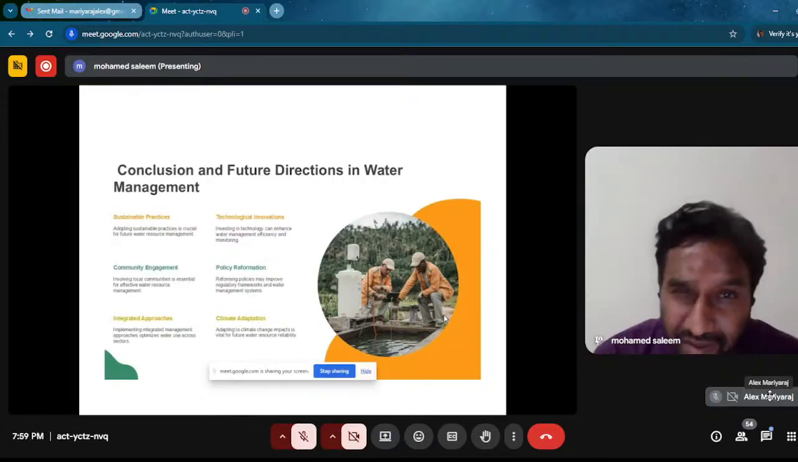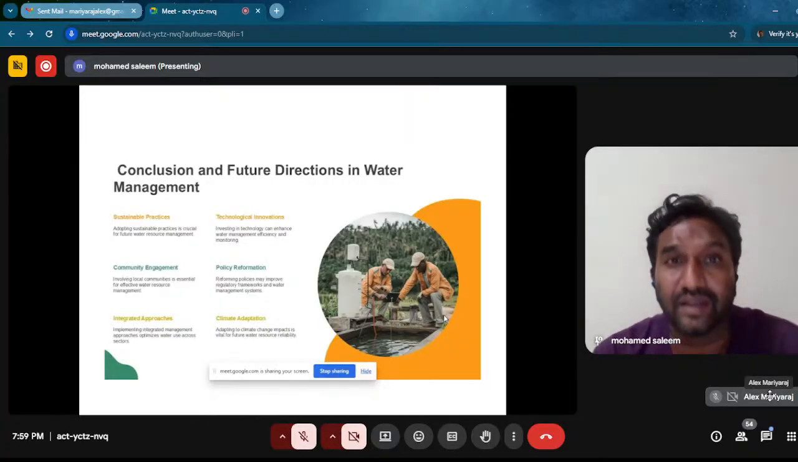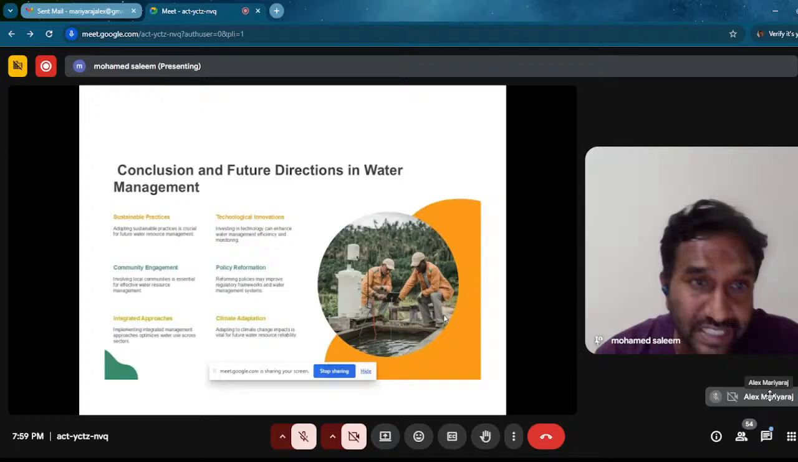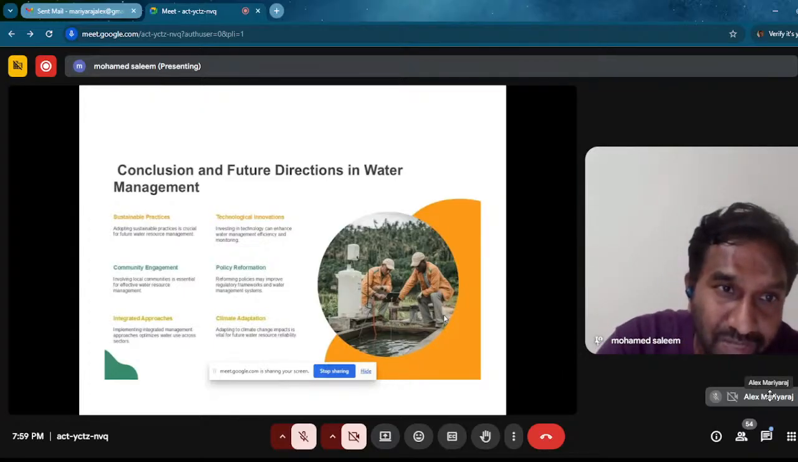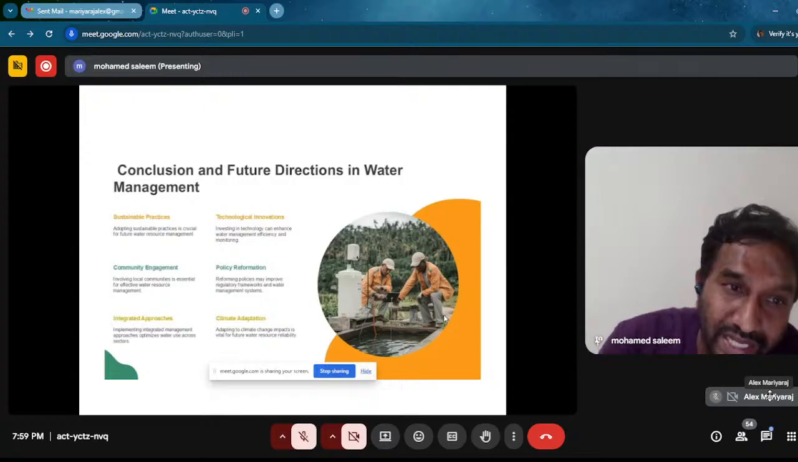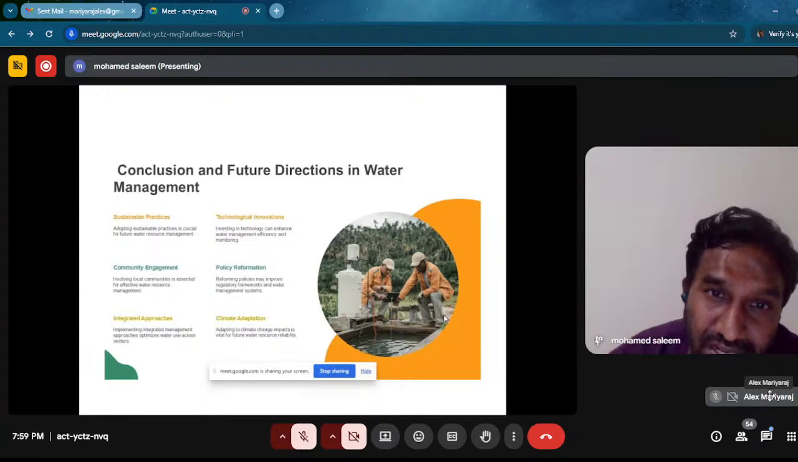Then the final conclusion on the future direction is sustainable practice. Adopting sustainable practice is crucial for future water resource management, along with community engagement, integrated approaches, climate adaptation, policy research, and technology use.